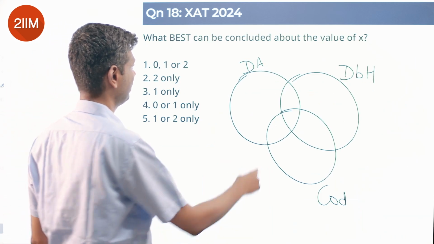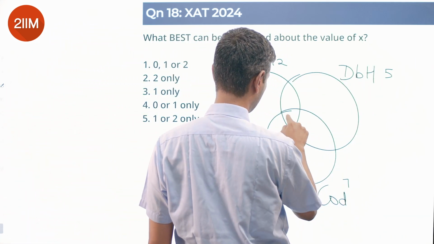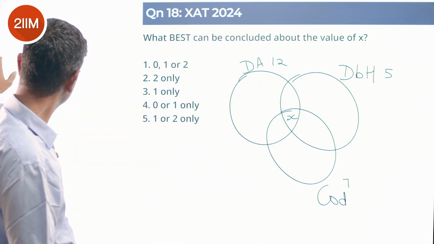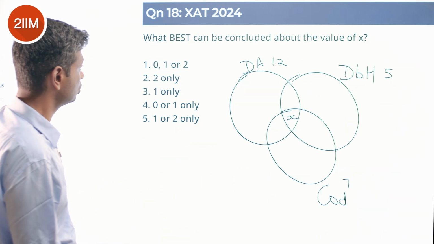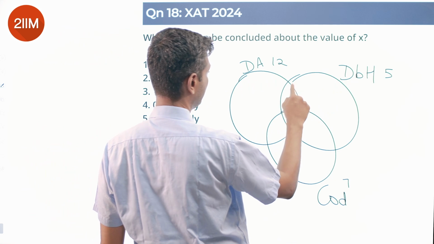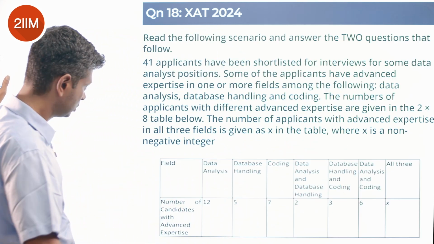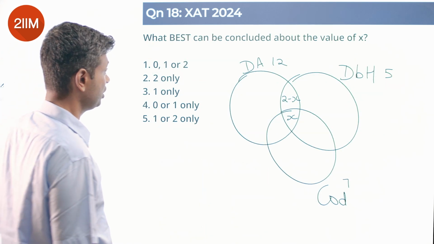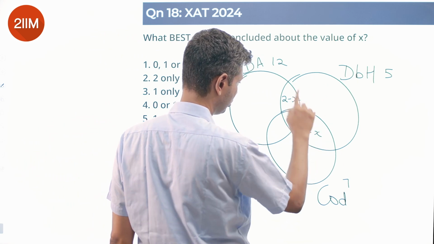12, 5, 7. This is 12. This is 5. This is 7. This is x. All 3 is x. And so data analysis and database handling is 2. So this is 2 minus x. Database handling and coding is 3. So this is 3 minus x. The whole thing is 3. So this is 3 minus x.